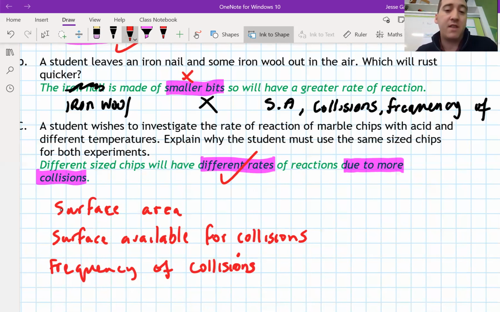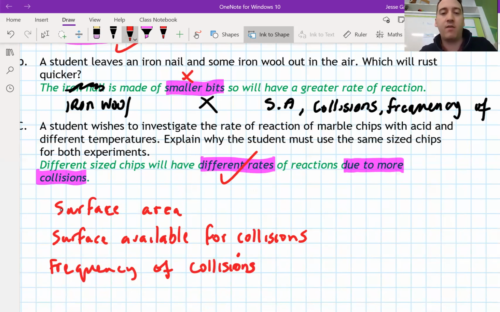Yes, they do have that the rate will be changed. I suppose they do have more collisions, but that's not really specific enough. They haven't mentioned surface area, haven't mentioned frequency of collisions. So the answer can definitely be improved in those ways. All right, so well done. If you spotted those kinds of errors, or if you spotted ways you could improve those answers, that's fantastic. If you could do that, then that's probably putting you on the step to writing better answers yourselves.